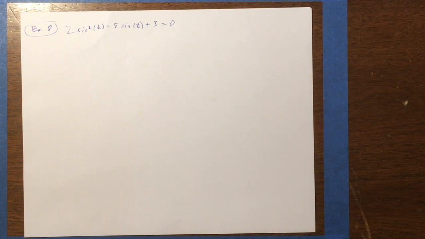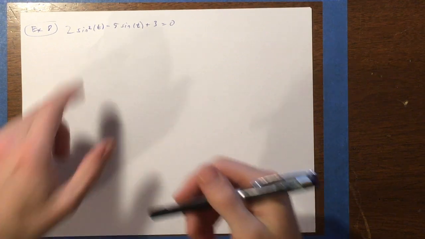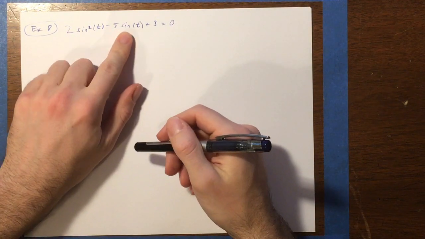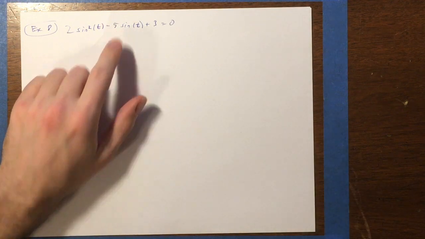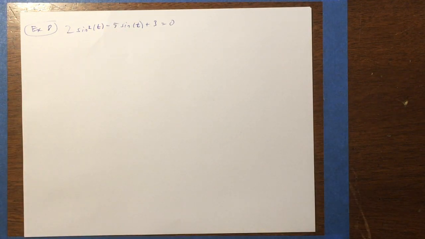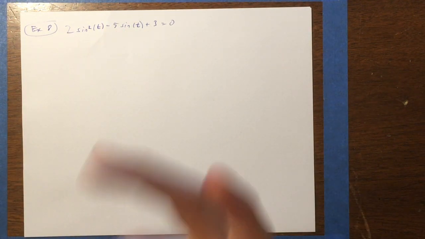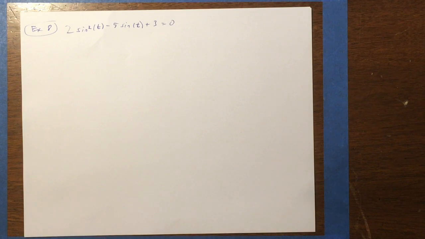All right, here's an interesting example. In this one, we have sine of t popping up twice. In one instance, it's squared, and in the other instance, it's to the power 1. In this instance, it's a little bit difficult to just isolate sine of t using familiar sort of adding, subtracting, canceling, that kind of thing.